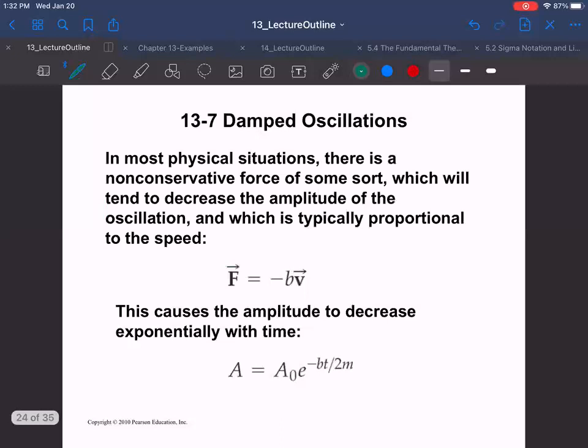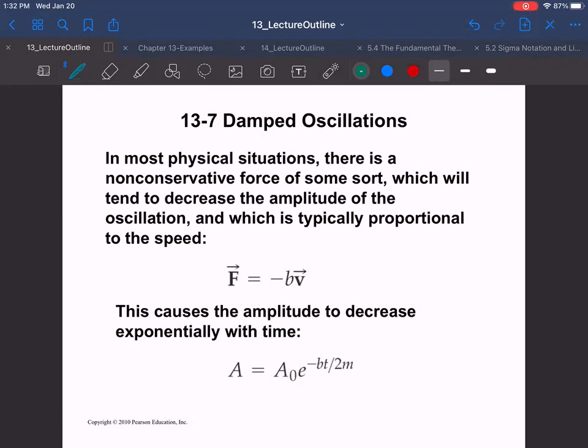Next, damped oscillations. So far, we've been talking about oscillations where we are frictionless. What happens if we're not frictionless? Well, we get damped oscillations. We get damped harmonic oscillations or damped harmonic motion.